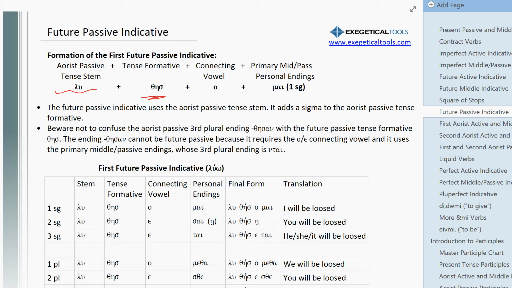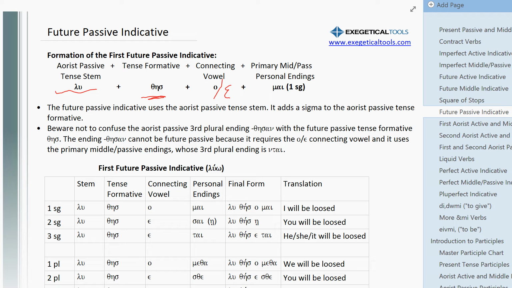Now, let's see, we've got the tense formative thēs, and then we have the connecting vowel. It's going to be omicron, or it's going to be the epsilon. It's the variable connecting vowel. And then we're going to have the primary middle passive personal endings. So obviously it's the passive indicative, so it's going to have the passive personal endings. And that's the mai, sai, tai, metha, sthe, ntai, because it's the primary, not the secondary endings. And remember, it's the present tense stem and the future tense stem that use the primary endings, especially.